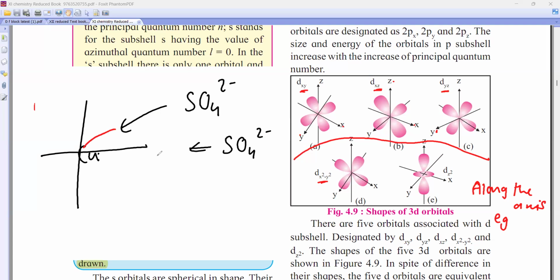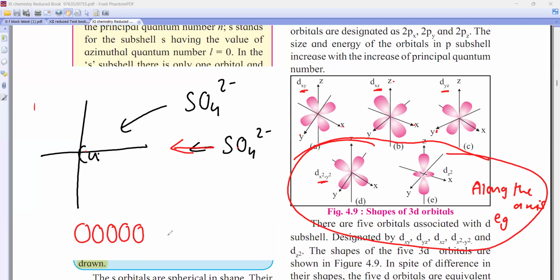Suppose we are going to take the first case. If it is approaching along the axis, how many of them are there? Tell me, 2 orbitals are there or not? Okay, copper will also have electron. This ligand, meaning sulfate, is approaching. It will also have electron, so they will repel. So these 5 orbitals, earlier they were having same energy. Now they will break into 3, 2. Because these 2, along the axis, will repel, they will experience more repulsion. So their energy level will increase.